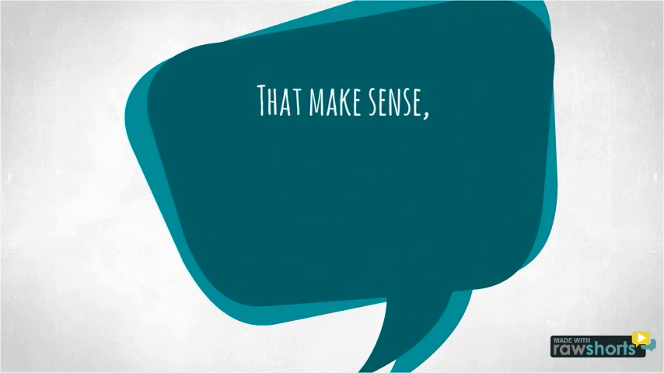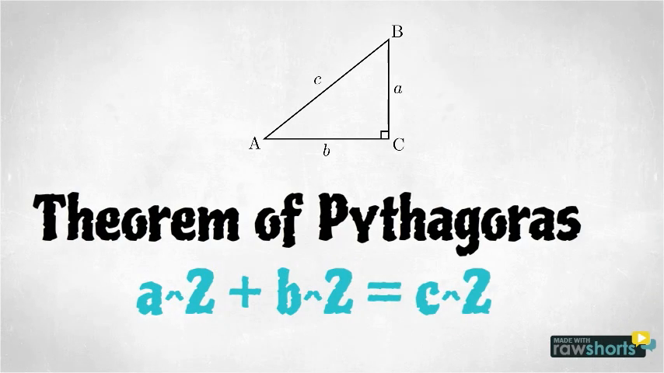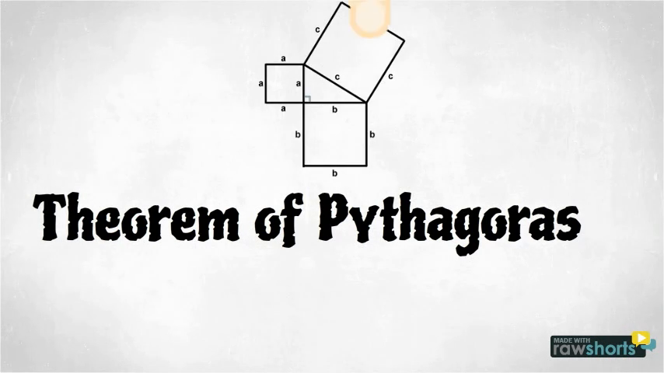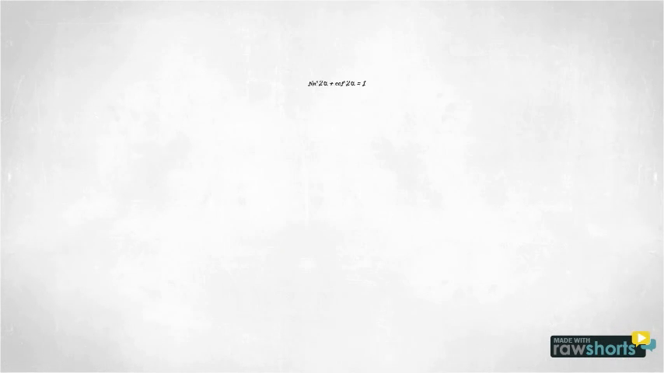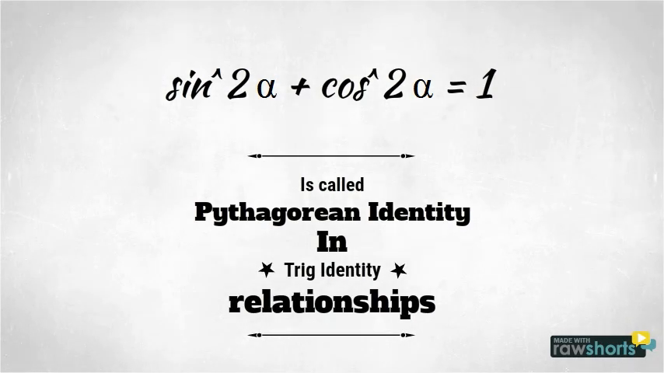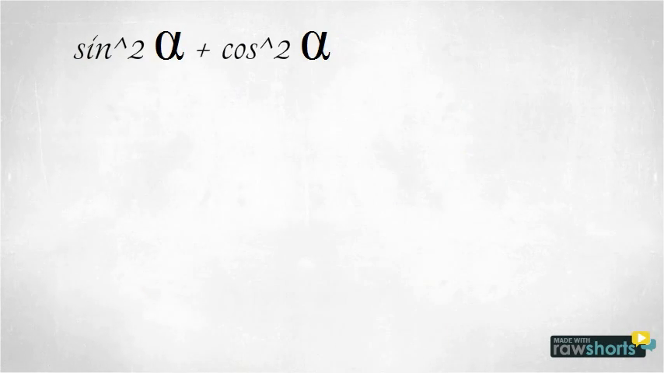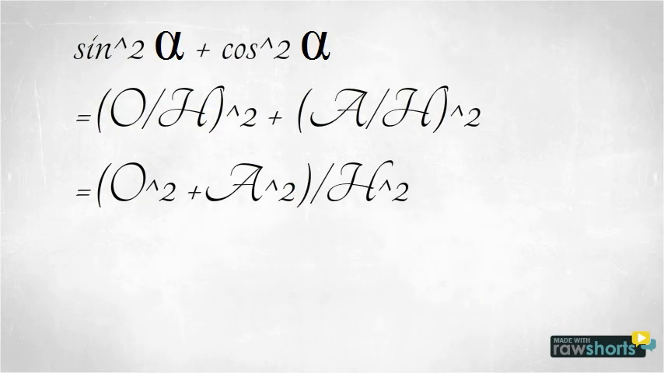But why is sine squared plus cosine squared equal to 1? How is that even possible? Pythagorean theorem. A squared plus B squared is equal to C squared. Sine squared A plus cos squared A is equal to 1 is also called the Pythagorean identity in trig identity relationships. Why is that? Because they're both used in the same method. After you simplify sine alpha squared plus cos alpha squared, you find out that's actually 1.